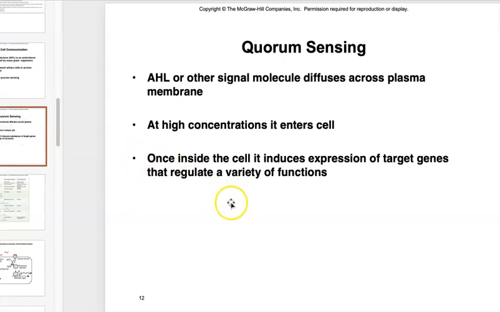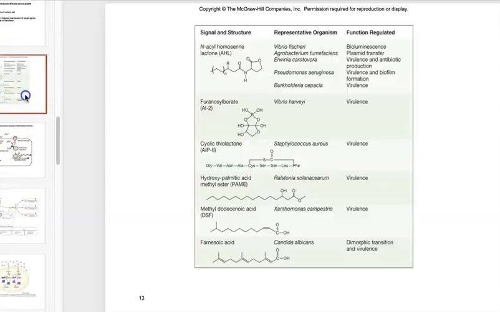And so again, these are small molecules that can readily diffuse across the plasma membrane. And again, they can achieve fairly high concentrations in the environment, and they can freely move in and out of the cell, and they regulate a variety of functions. And so this table overviews some of those. These are the typical structure of gram-negative type homoserine lactones. So they're N-acyl homoserine lactones.